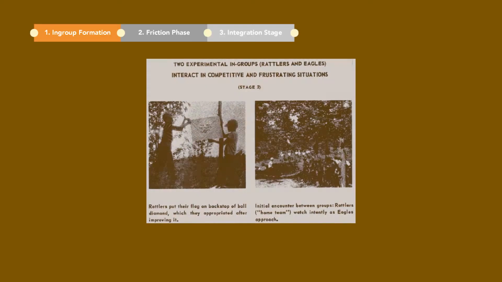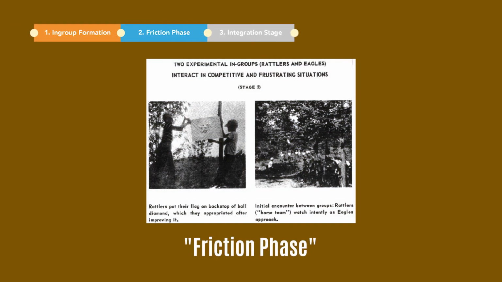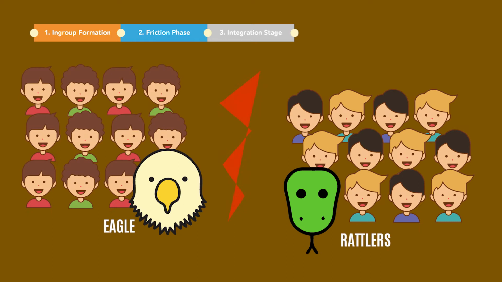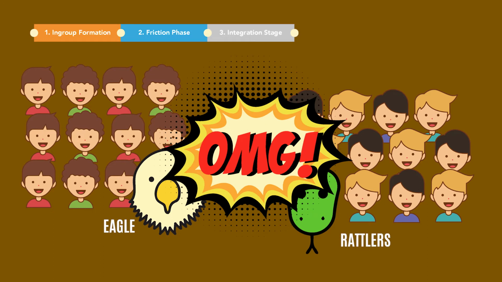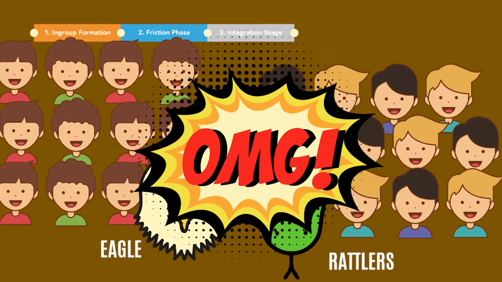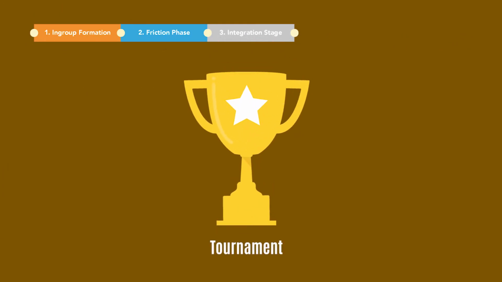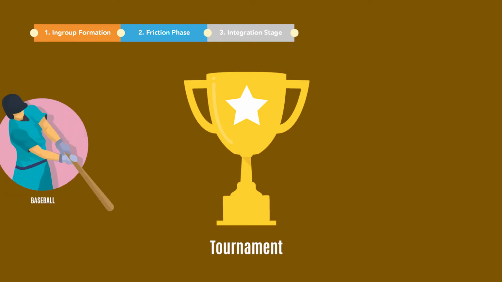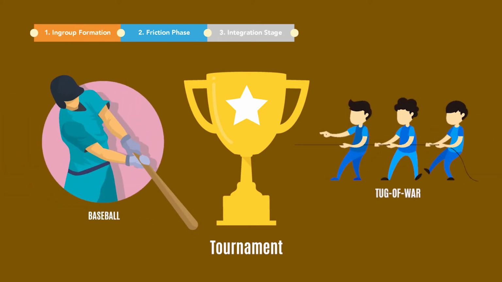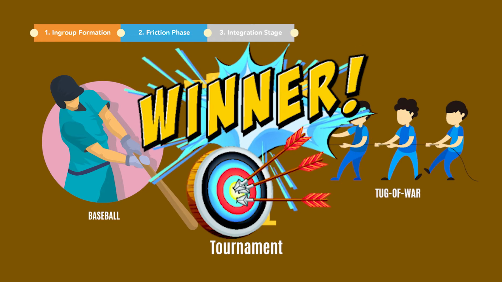Going back to the study, the second stage is the friction phase. After a short period of time, the 2 groups, the Eagles and the Rattlers, knew that there was another group at the camp as they entered in a competitive tournament of various camp games, like baseball and tug of war, of which trophy and valued prizes would be awarded to the winning group.